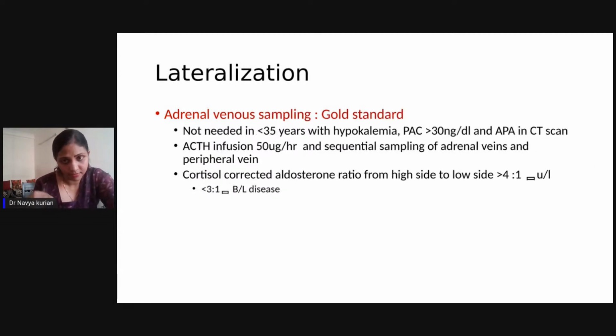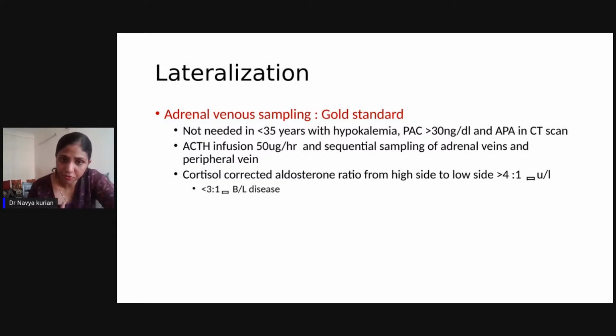So for proceeding to a definitive treatment, such as unilateral adrenalectomy, adrenal venous sampling is mandatory. It is a gold standard. It is not needed in patients less than 35 years with hypokalemia, very high aldosterone levels, and a definite adenoma in CT scan. But for others, it's needed.